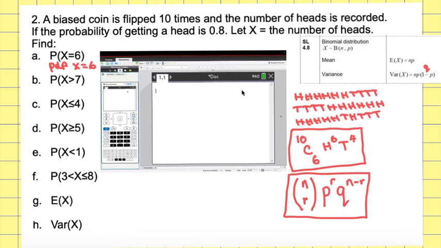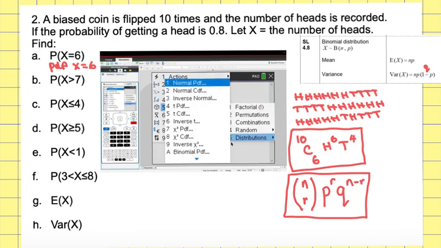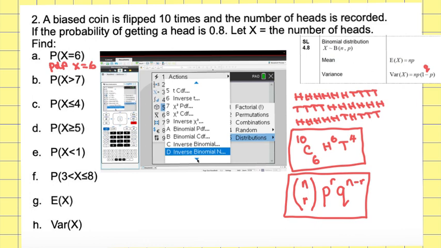I've opened my TI Inspire to a calculator page. So I go to menu. I want 5 probability. I want 5 distributions. And now if you scroll down a little bit, A is for binomial PDF, B is for CDF. In this case, we want PDF because it is for one single value.